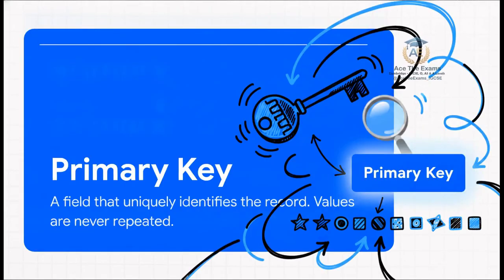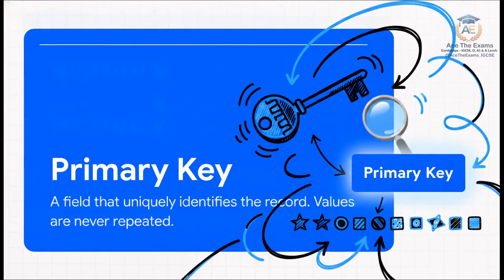Well, the answer is the primary key. This is a specific field whose entire job is to uniquely identify a record. Its absolute superpower? The values in this column are never repeated. Every single entry has to be 100% unique.